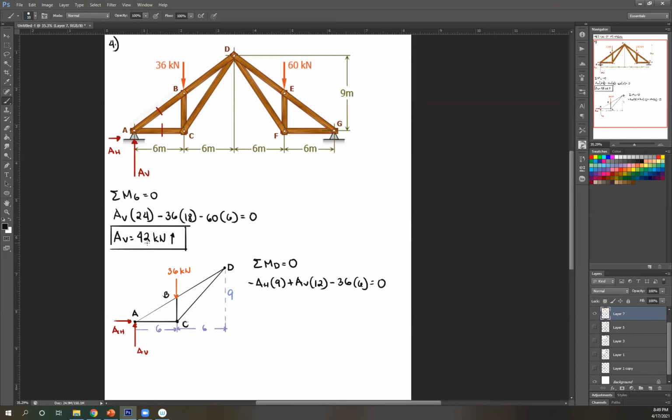Knowing that AV is 42, okay, you can solve for AH. So AH is equal to, knowing that AV is 42, yeah. Solving for AH, you're going to get 32. Positive, therefore correct assumption to the right.